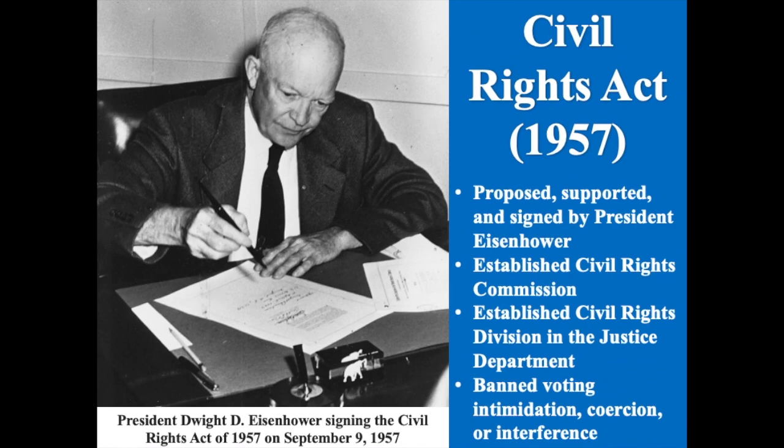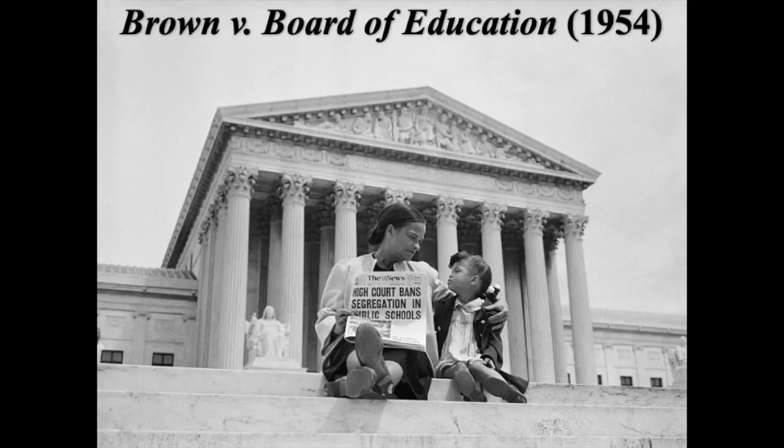The bill that finally is signed established a Civil Rights Commission. It also established a Civil Rights Division in the Justice Department to investigate civil rights violations across the country, often going behind the back or going around state courts or local juries that would, of course, consistently fail to prosecute those who had denied blacks the right to vote or had perpetrated violence against them. The Civil Rights Act of 1957 also banned voting intimidation, coercion, or interference, although those things often still continue, particularly in southern states.